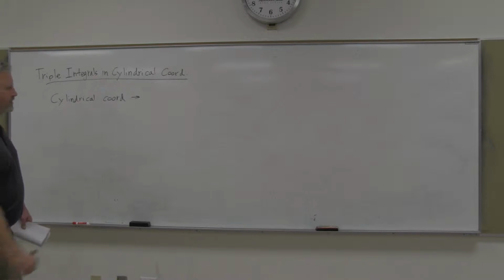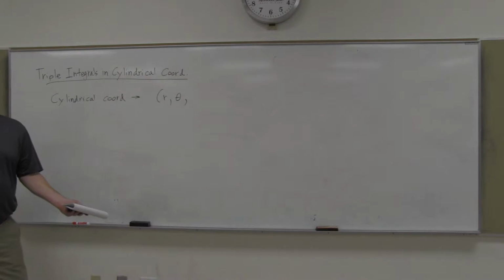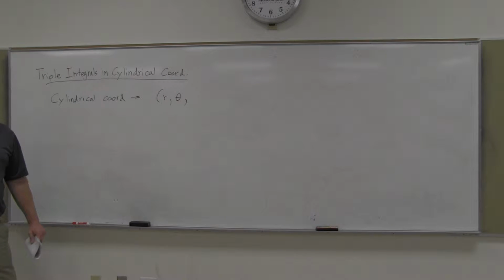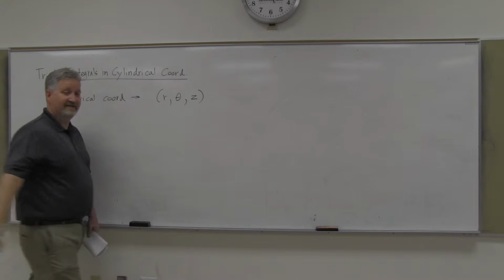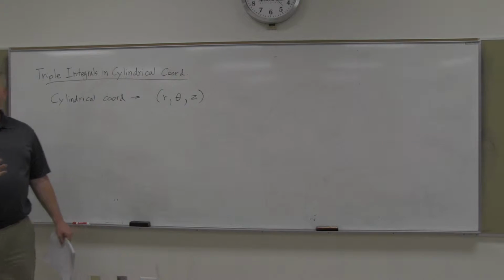Cylindrical coordinates: you've got r and theta, just like polar coordinates. But it's three dimensions, so you need a third coordinate. Luckily, the third coordinate is z. So instead of naming a point in x, y, z, it's r, theta, and z. And the good thing is, guess what x and y are equivalent to?